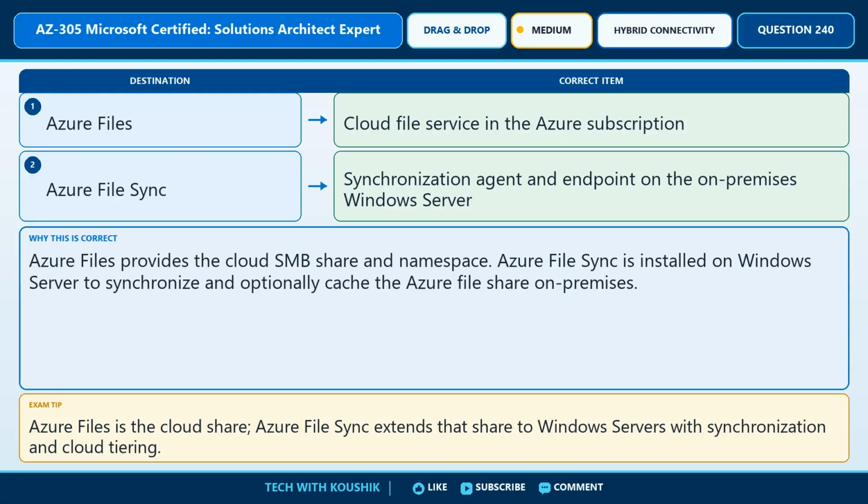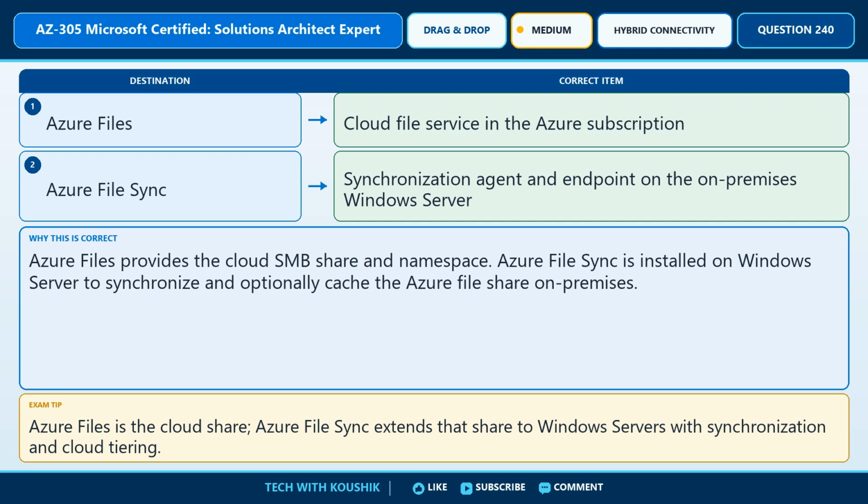The first mapping connects the cloud file service in the Azure subscription to Azure Files. The second mapping connects the synchronization agent and endpoint on the on-premises Windows server to Azure File Sync. The requirement is satisfied because Azure Files provides the cloud SMB share and namespace. Azure File Sync is installed on Windows Server to synchronize and optionally cache the Azure file share on premises.